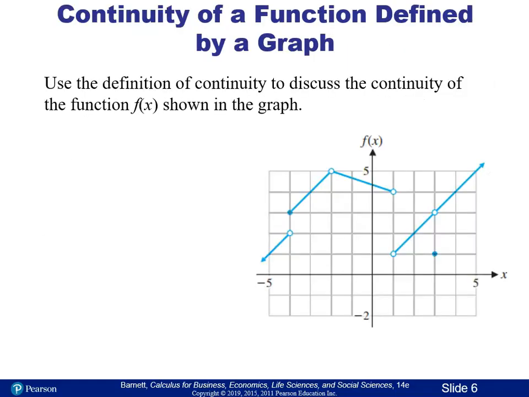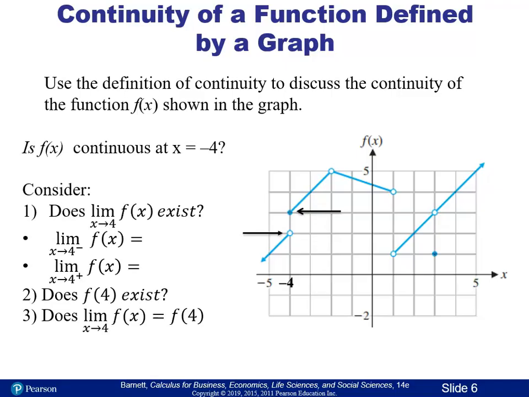Okay, if we look at this example here, we want to consider, is the function continuous at -4? So that's the point in question for this particular slide. In order to answer that, we've got to go through those three criteria that we just talked about. The first one is, does the limit exist as x approaches -4? Let's take it step by step.